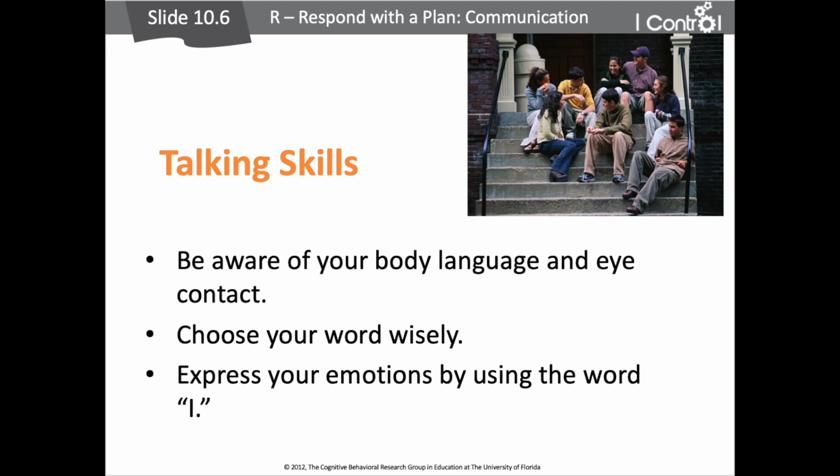For example, rather than saying, "You were so mean, you made me mad and hurt my feelings when you didn't let me sit with you at lunch," you would use I to express how you feel. "I feel hurt that you didn't let me sit with you at lunch because we talked about it on the way to class this morning." By using I, you're explaining your emotions without blaming the other person.